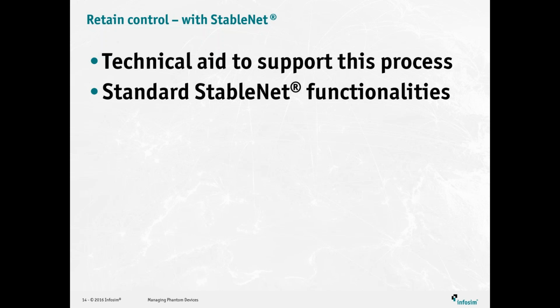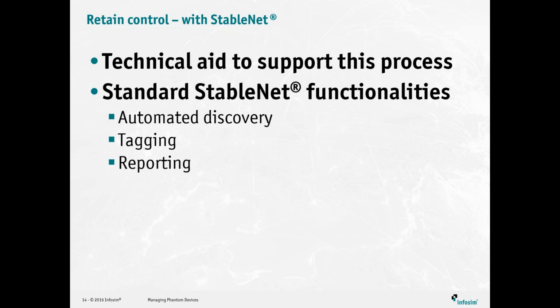With the standard StableNet functionalities, you have lots of possibilities. You have the automated discovery to implement the IP address discovery. You have a sort of tagging mechanism: with StableNet 7, for example, or StableNet 6, you have the categories, and in StableNet 8 you will have the so-called tagging, so that you can have an arbitrary amount of tagging possibilities on nearly every StableNet object. You have reporting capabilities, so that you can create lists about still present phantom devices.